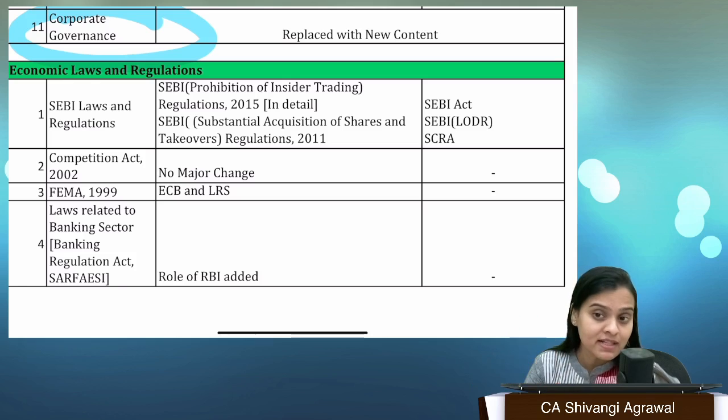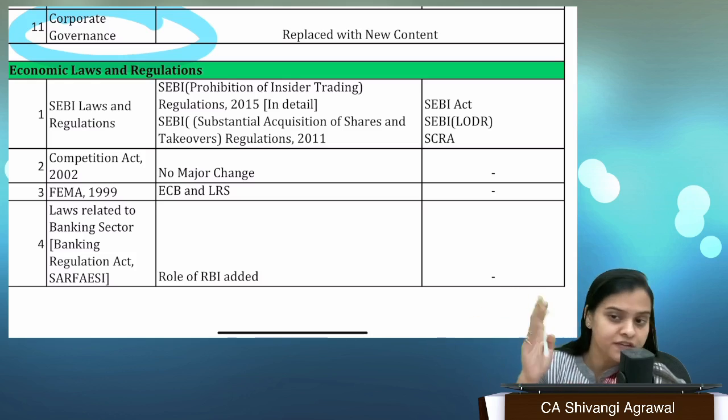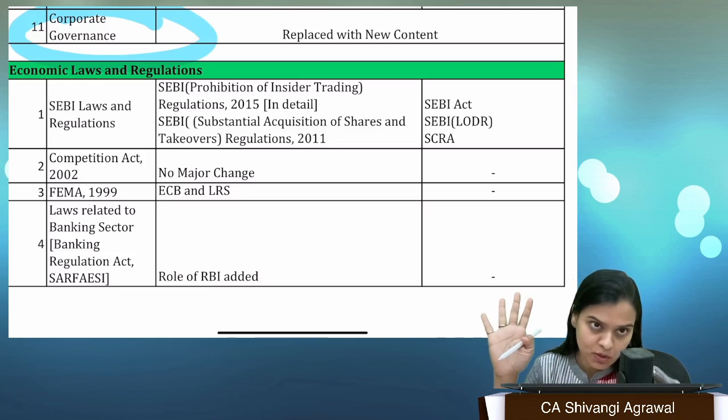So what you have to write in examination is going to be entirely different, and it carries 10 marks. So you cannot just ignore it. So read it fresh, with the new book.